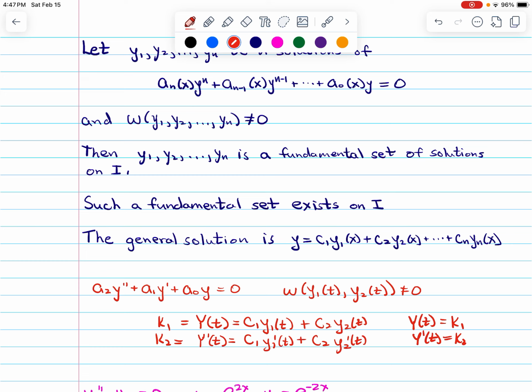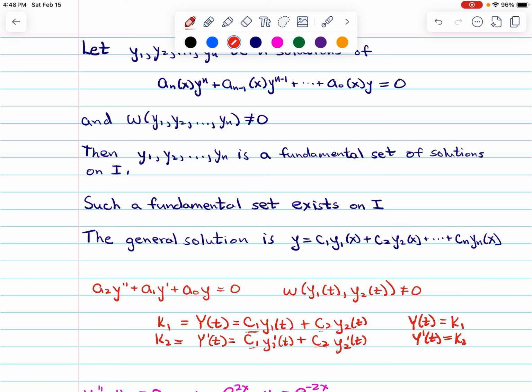Now what I've got is a system of equations. And notice, let's suppose t is just some value in this interval that we're dealing with. Well, look what I've got here. I've got a system of equations: c1 y1 plus c2 y2, and then another equation, c1 y1 prime plus c2 y2 prime. Okay, that's a system of equations. The first one equals k1, which is a number. The second one equals k2, which is a number.